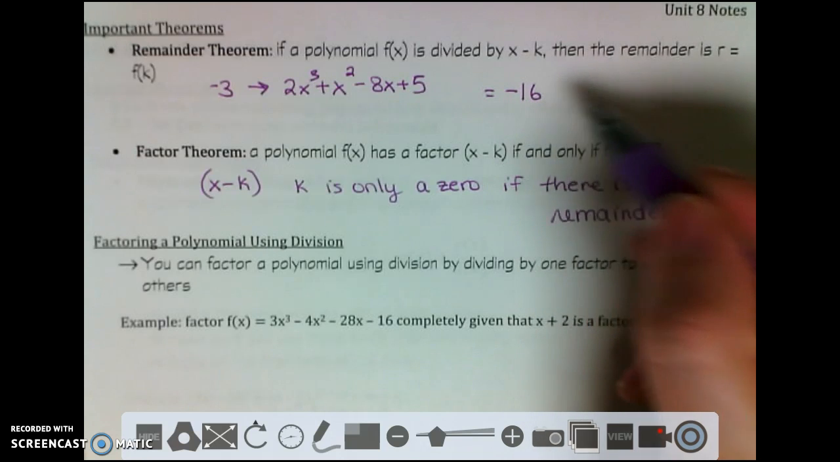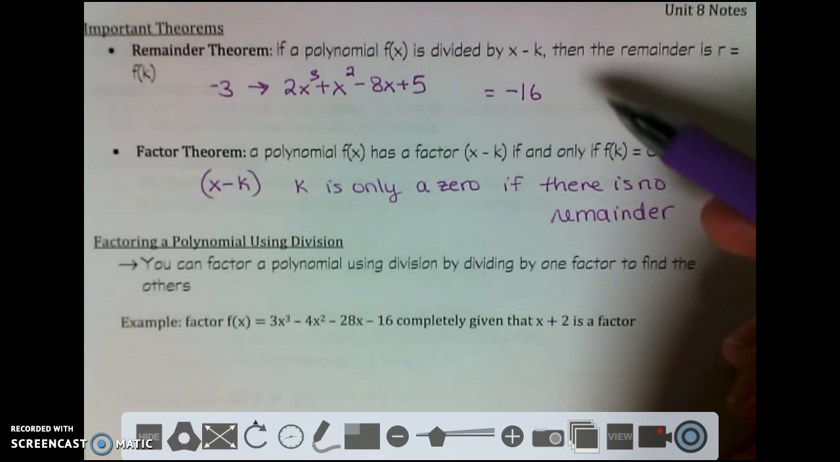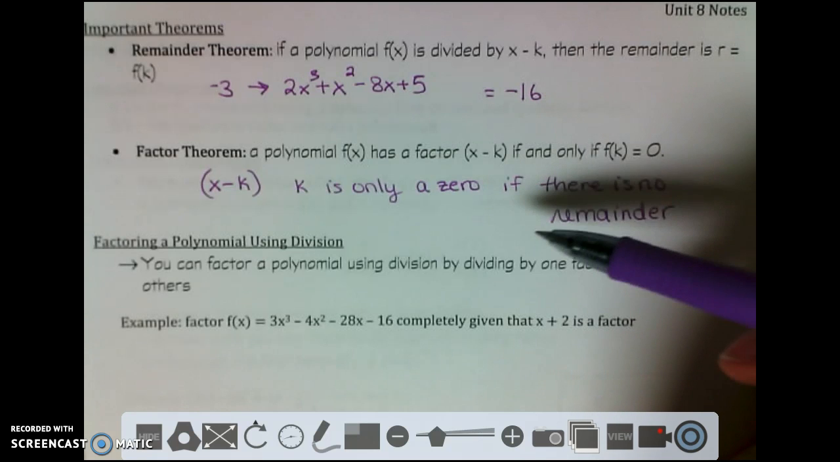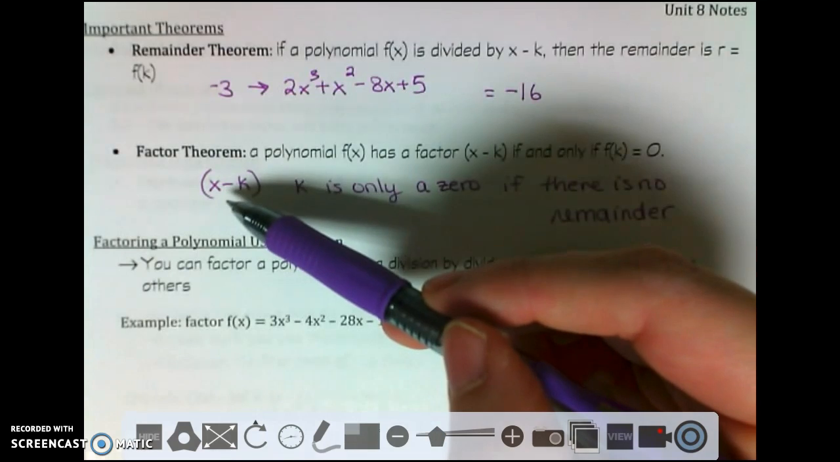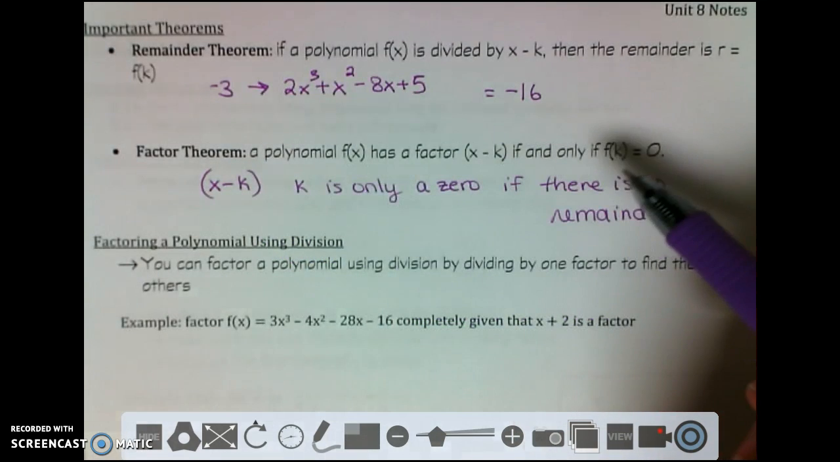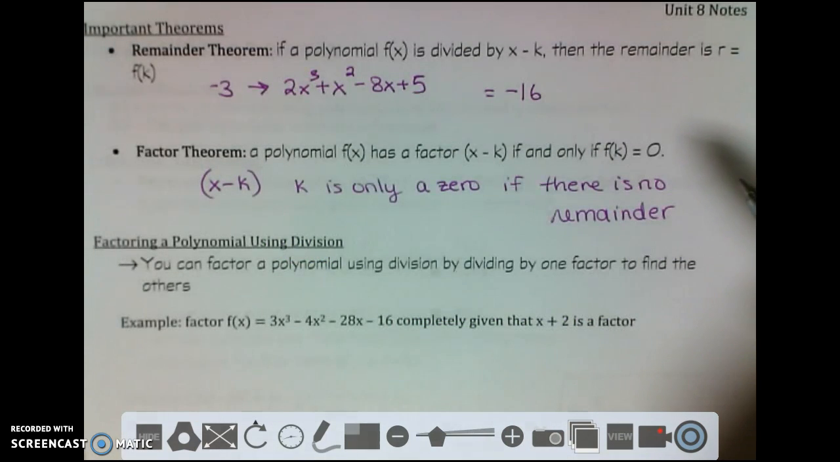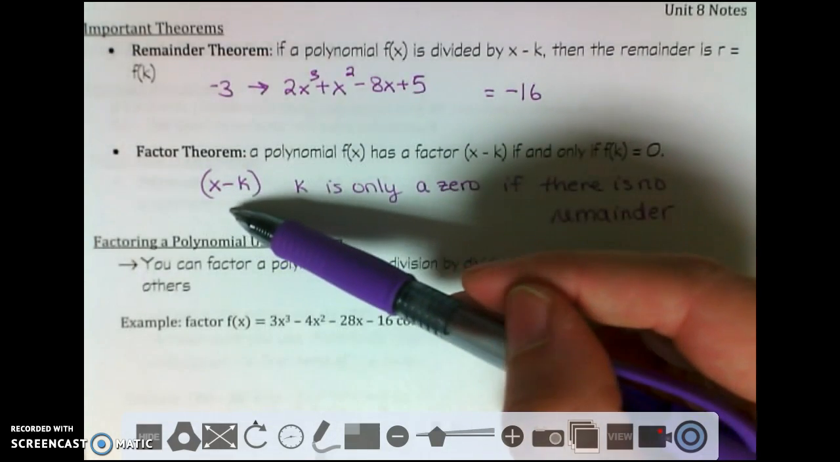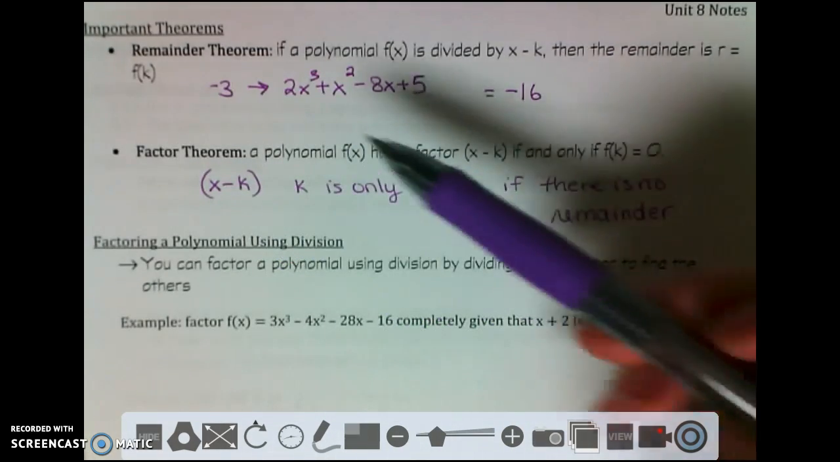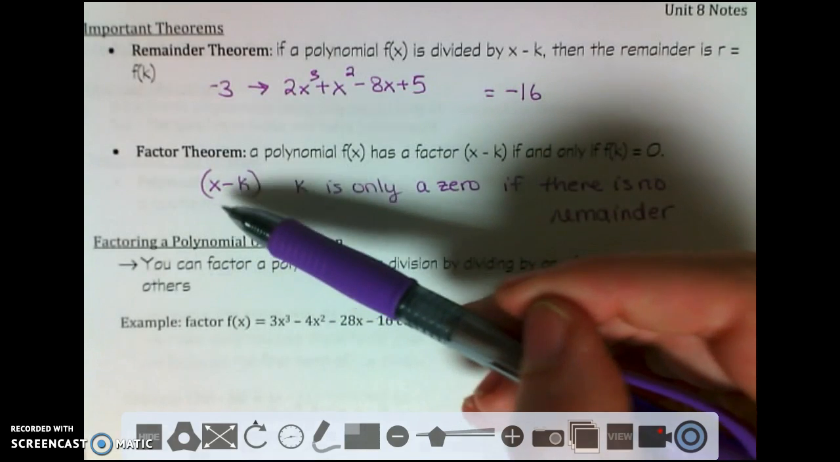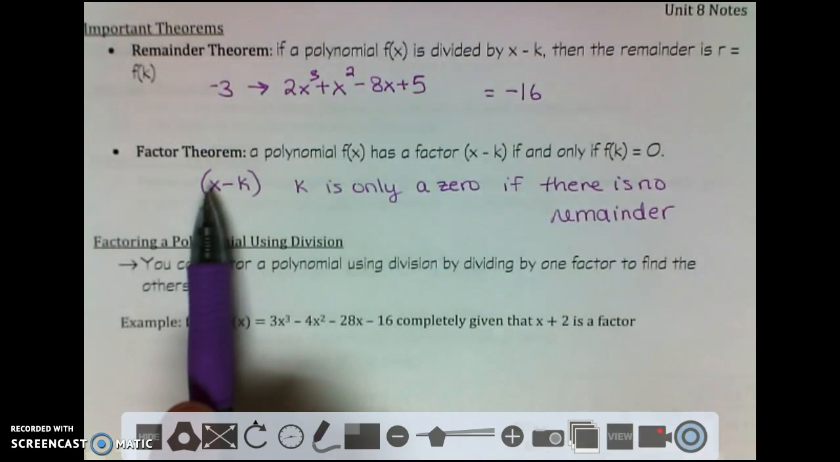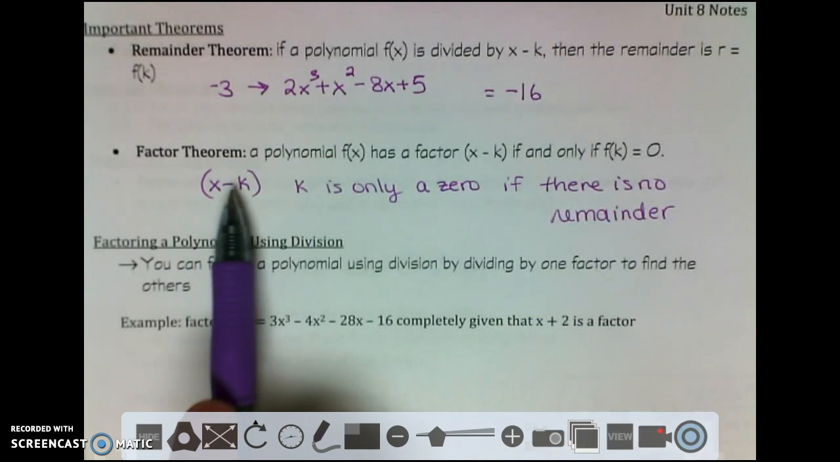We had a remainder on this question. It was -16. So if there's no remainder, if you get 0, if those cancel out to 0, then you have a factor, and that makes k your 0, or f of k equals 0. So this is again the relationship between a factor and a 0. A factor is a polynomial, a monomial, a binomial that makes this equation equal to 0.